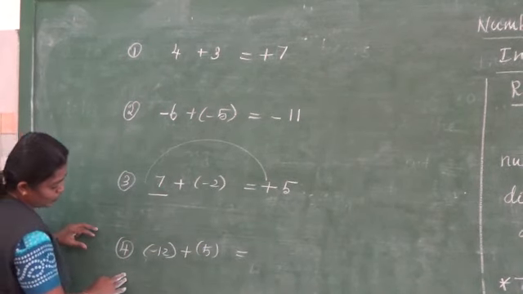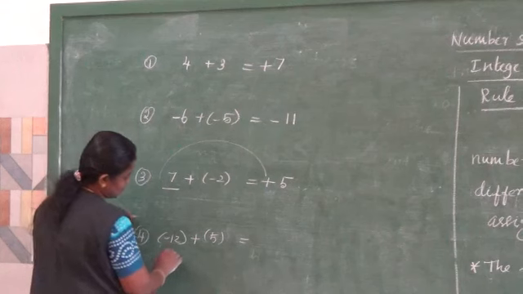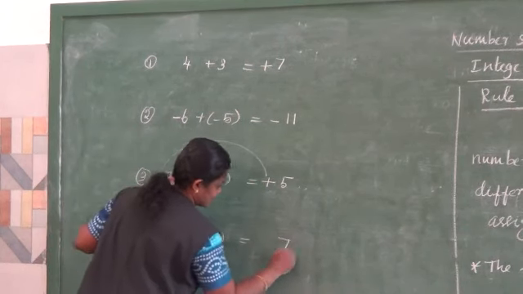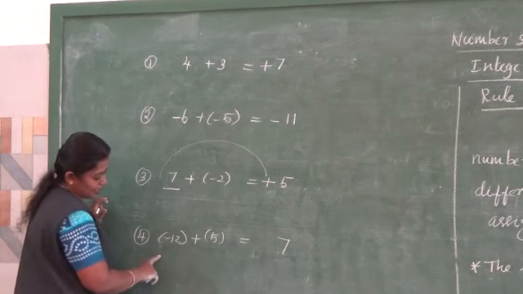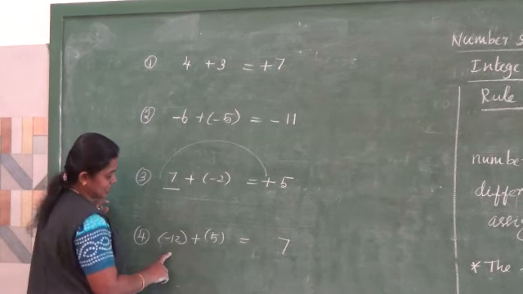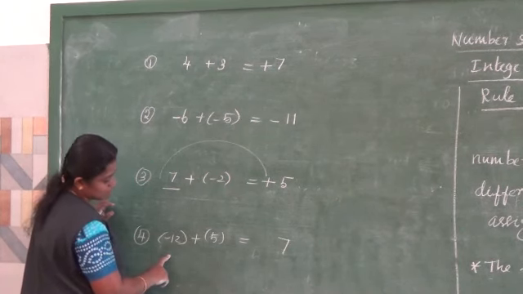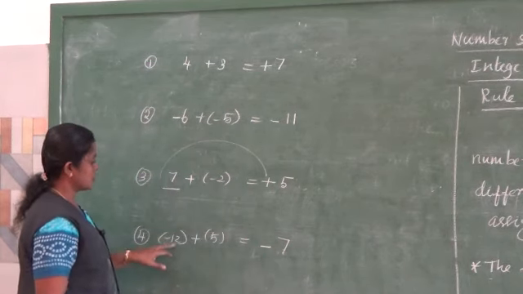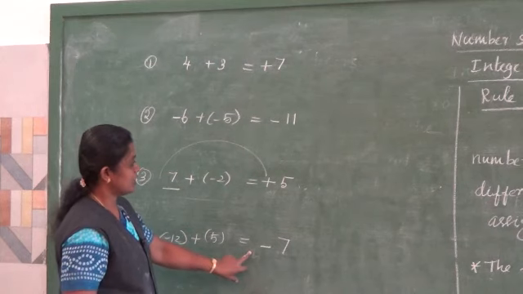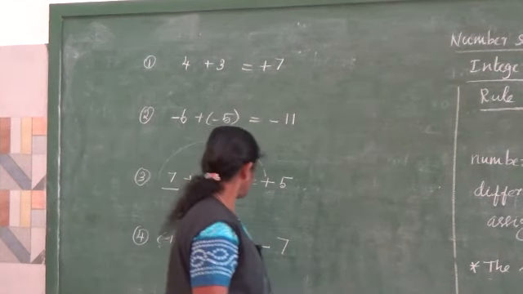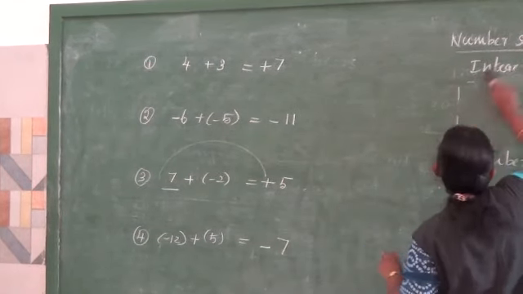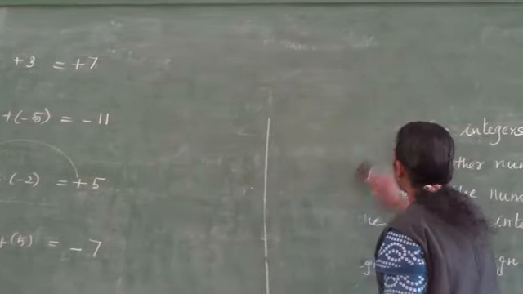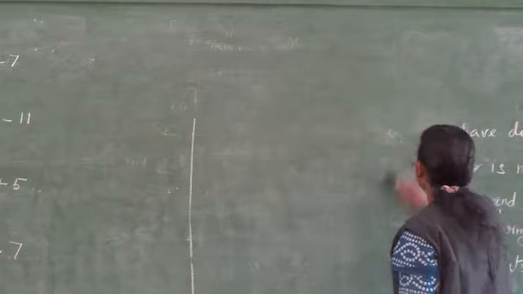Likewise, we will do the fourth problem. Difference between 12 and 5 is 7. Which is a greater number? Here 12 is a greater number, sign of 12 is minus, so assign the sign minus. So minus 12 plus 5 equal to minus 7. Now we did the 4 problems by using the rules for addition.